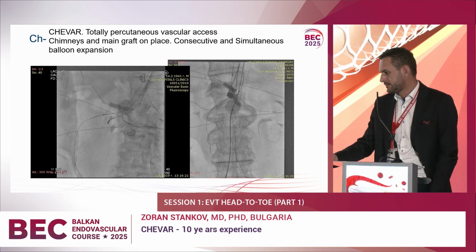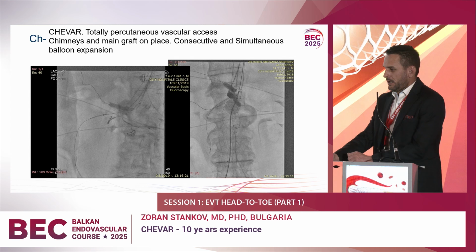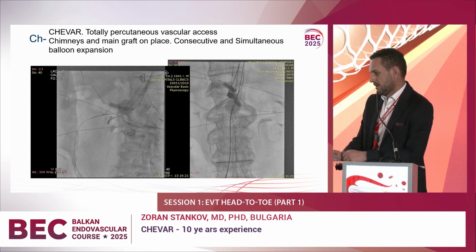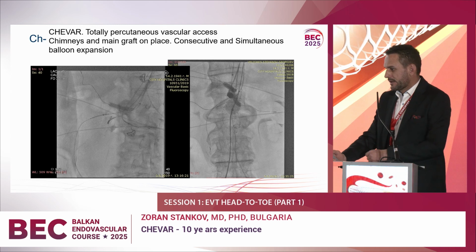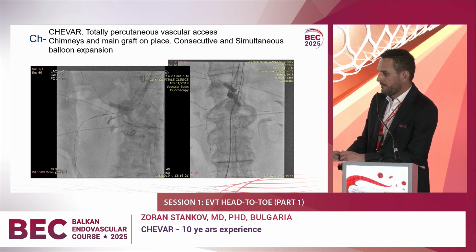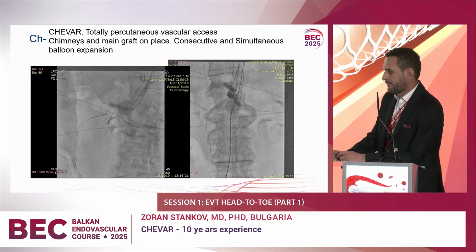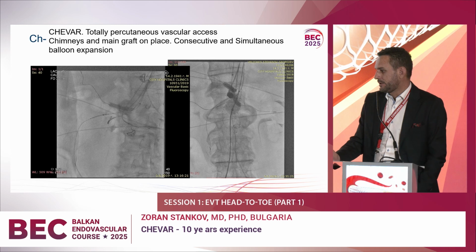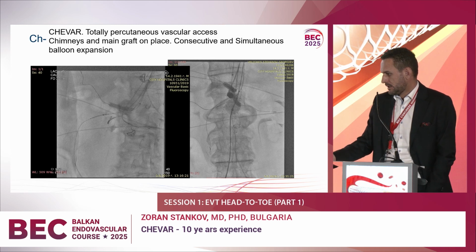This is the kissing dilatation. Again, we first inflate the big graft. After that, we inflate the balloon of the main body, and the inflation is going first. They inflate the balloon in the main body, and after that, we deflate the balloon of the big graft.